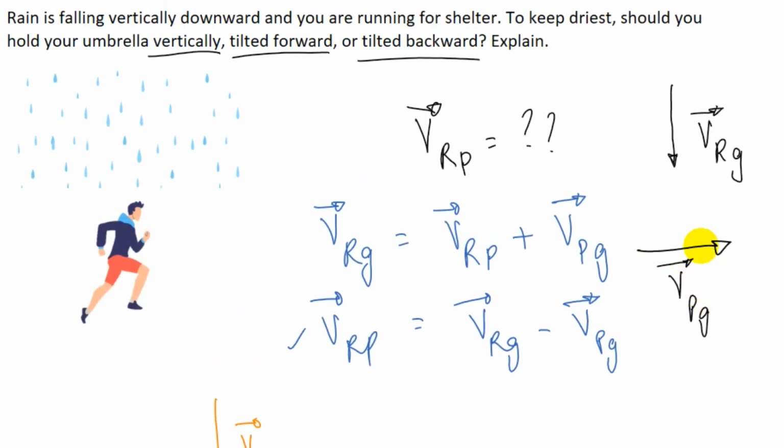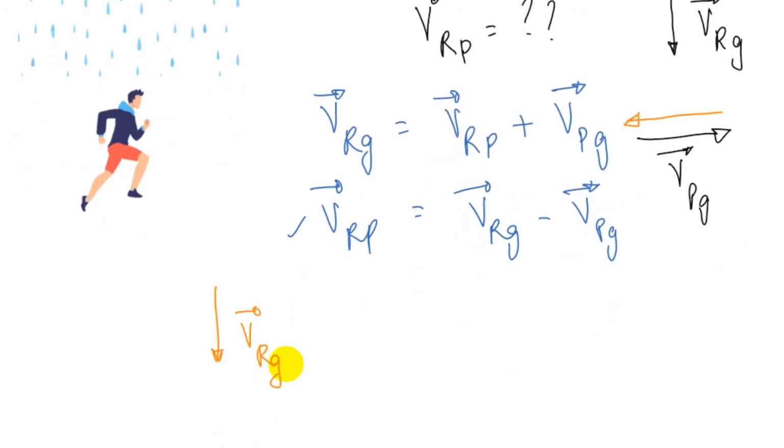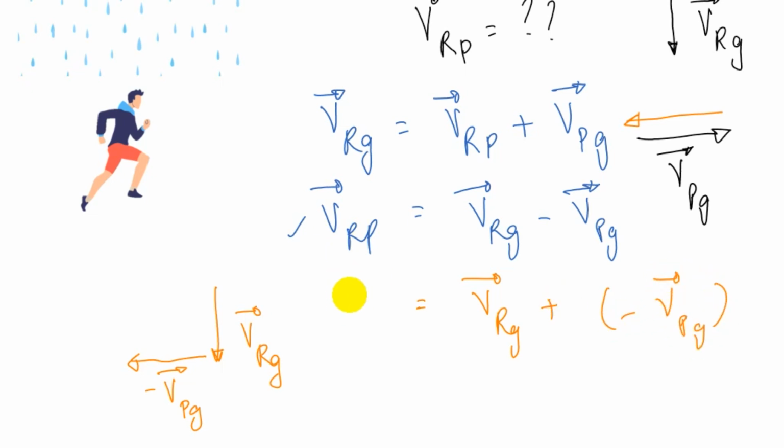Now if VPG is to the right side, then minus VPG would be just opposite to this with the same magnitude. So this would be minus VPG. Now what would be the sum of these two vectors? Basically we can rewrite this equation as VRG plus minus of VPG, and this is equal to VRP. Now we have to add these two vectors to find this direction. So addition of these two vectors is represented by this arrow.